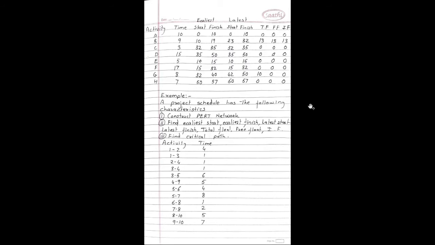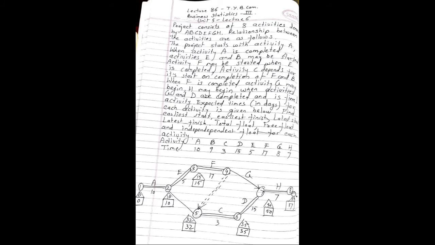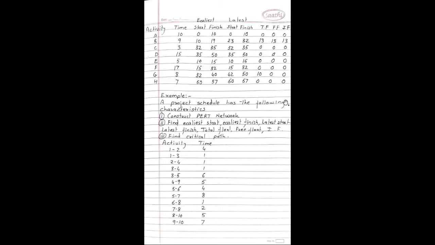And the last activity H, what is in the H activity? 57 minus 50 becomes 7, 7 minus 7 is 0. So the last value is 0. Here we should have 10 and 10.